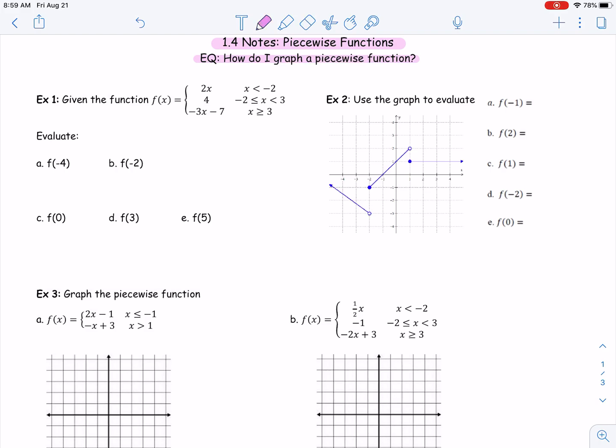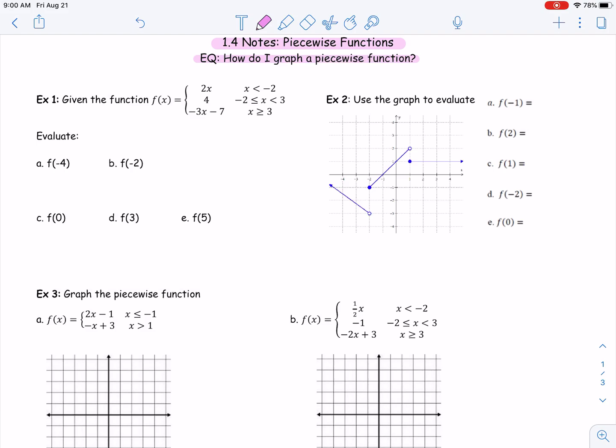Okay. And typically, not every single time, but typically you will see them in order from left to right. These are all the x's less than negative 2, negative 2 to 3, and then bigger than 3. So that's reading from left to right. And that just helps us graph.